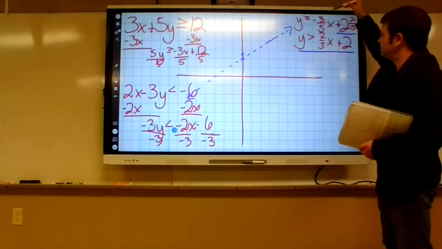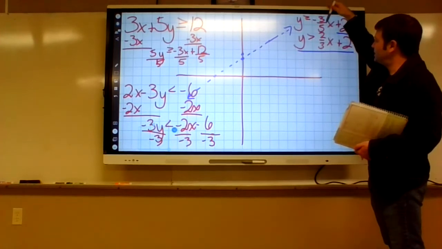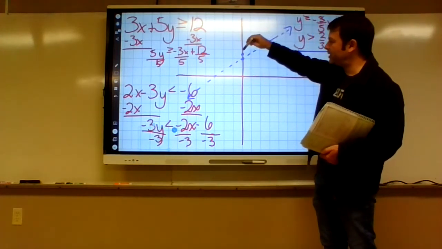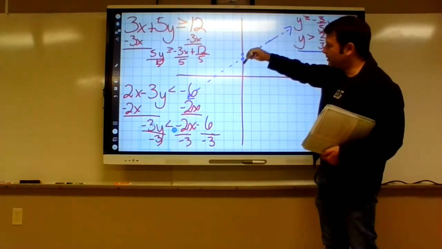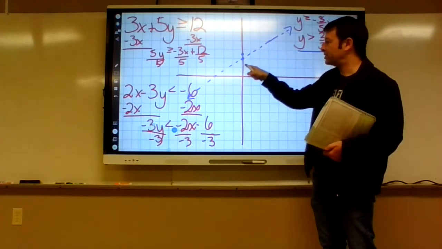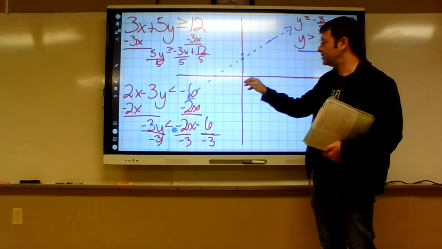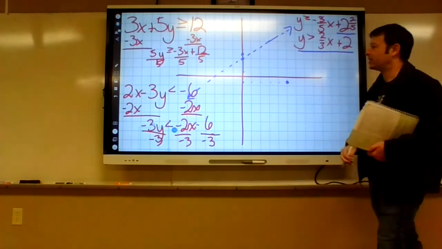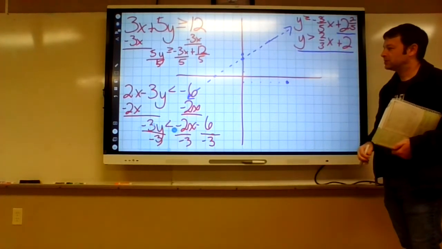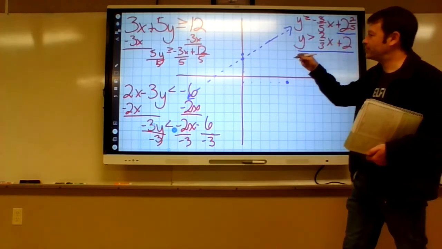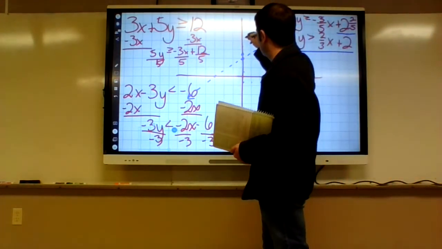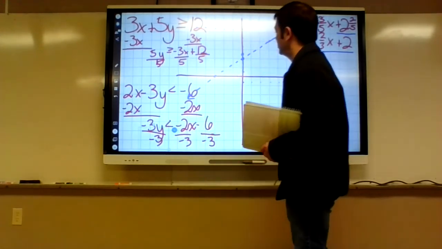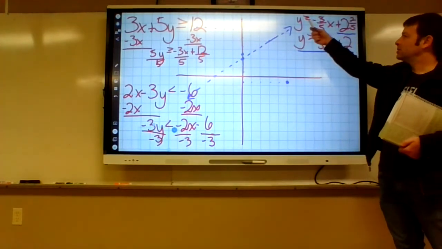Rise -3, run +5. Go down 3. Be careful on this one, because if you go down 1, that's right there, still in between the lines. Down 2, down 3, over 1, 2, 3, 4, 5. So that's the spot right there. It's kind of in between lines. And if I go backwards, same thing: up 3 and left 5. Is that line going to be solid or dashed? It's going to be solid.